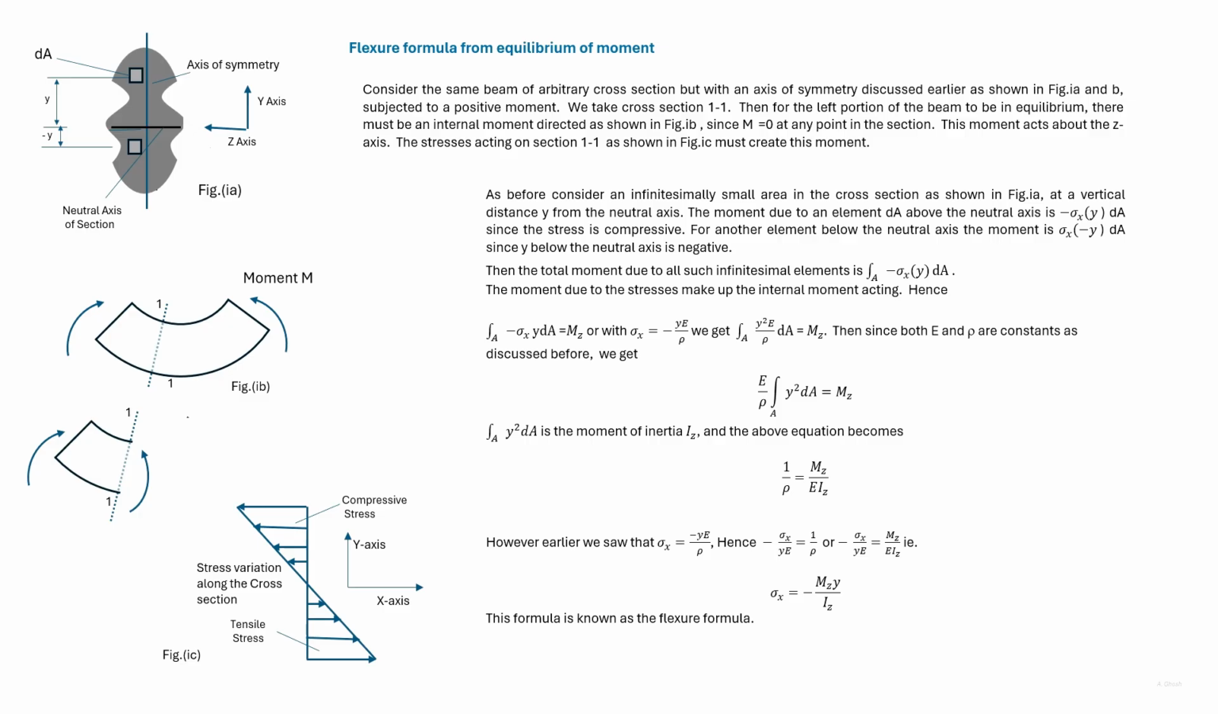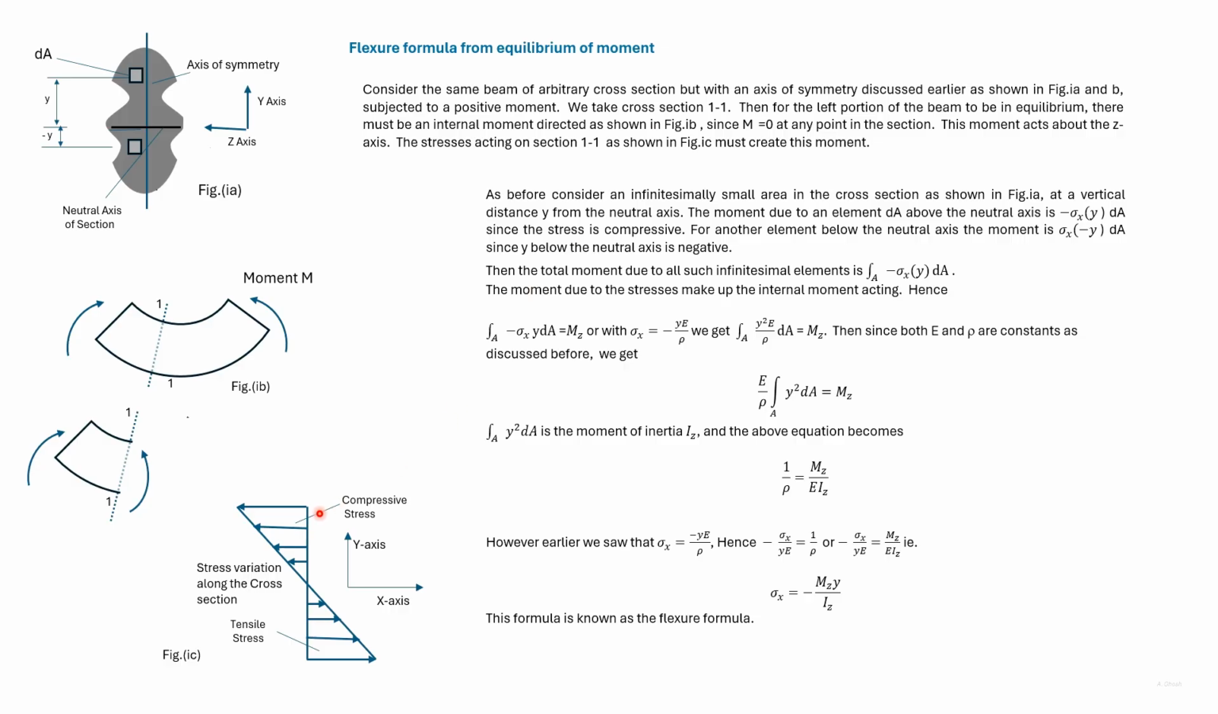So here we have a beam as before, subjected to a positive moment. We take a section 1, 1 as shown. The left portion of the beam after taking the section will be in equilibrium, so there will be a moment acting on the section as shown. The cross section, as earlier discussed, is arbitrary in shape except that it has an axis of symmetry.